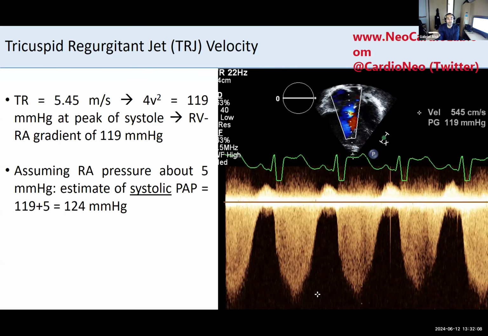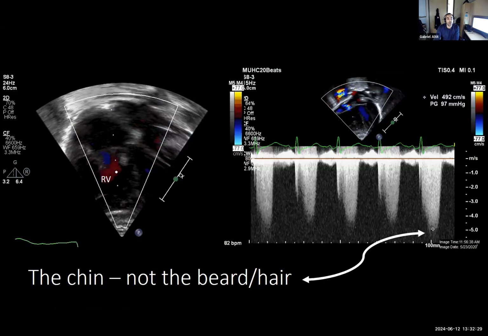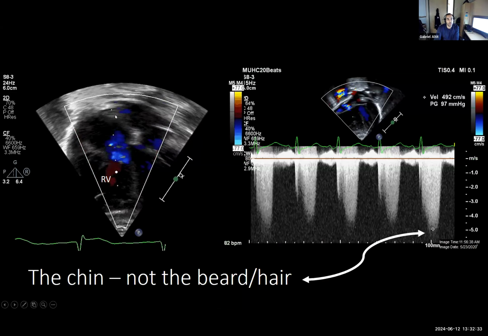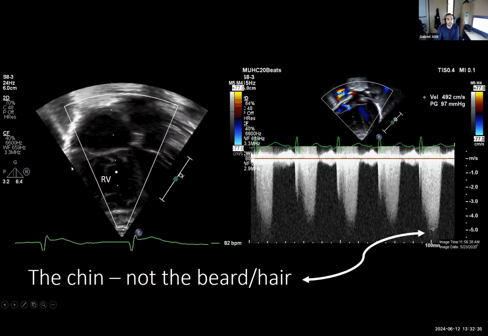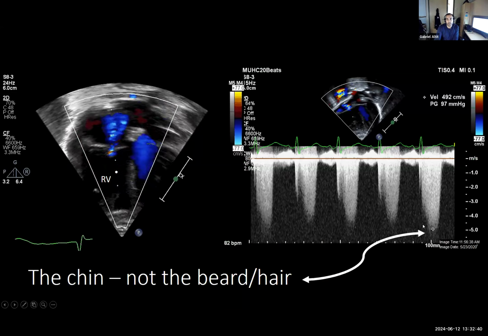And then you can compare that to what you're seeing in your aorta as getting the relationship between your RV and your LV pressure. So in this case, if a patient has a systolic systemic blood pressure of 65 in the descending aorta, you can say that this patient has twice systemic pressures in the pulmonary compartment. And so we typically will see a blue jet, which is going away from the probe in these patients, which outlines some degree of tricuspid regurgitation.